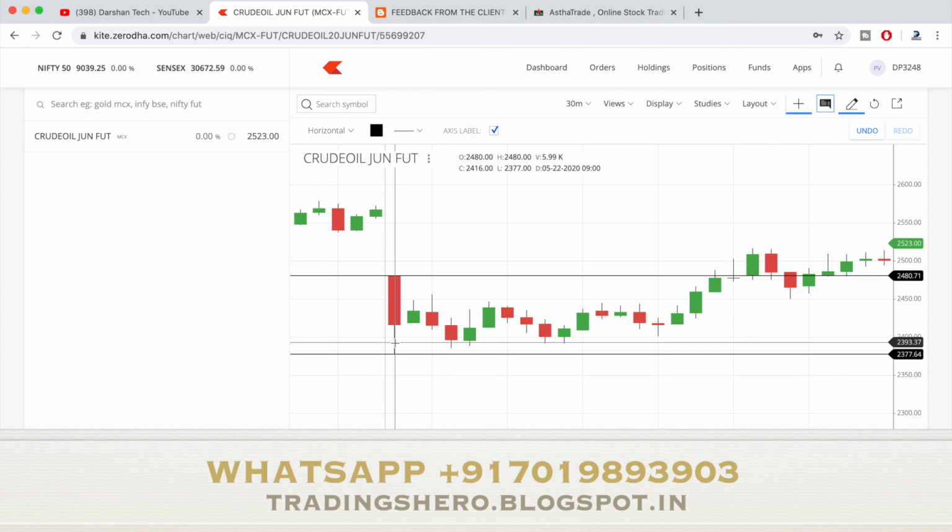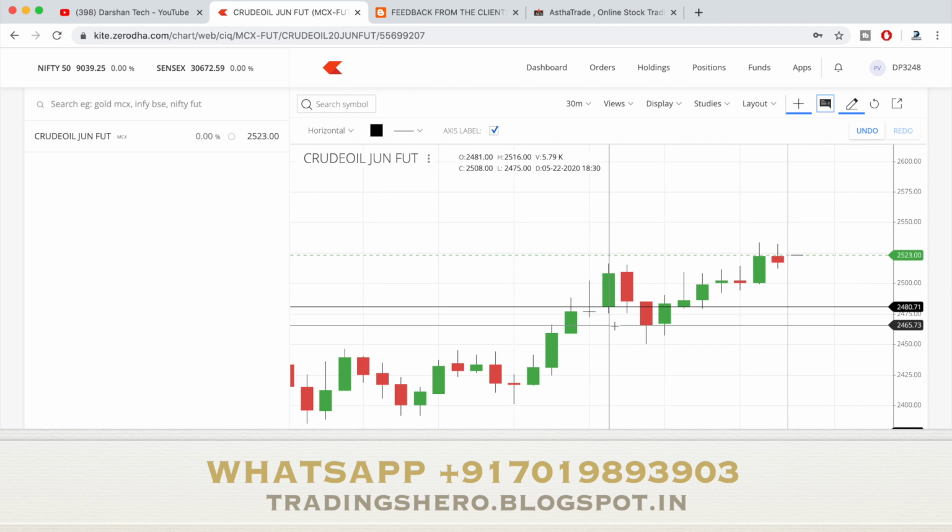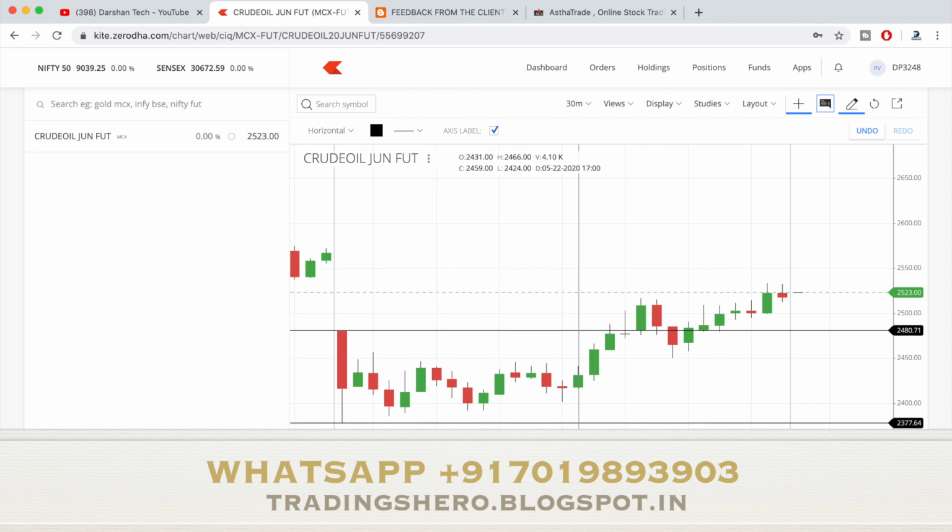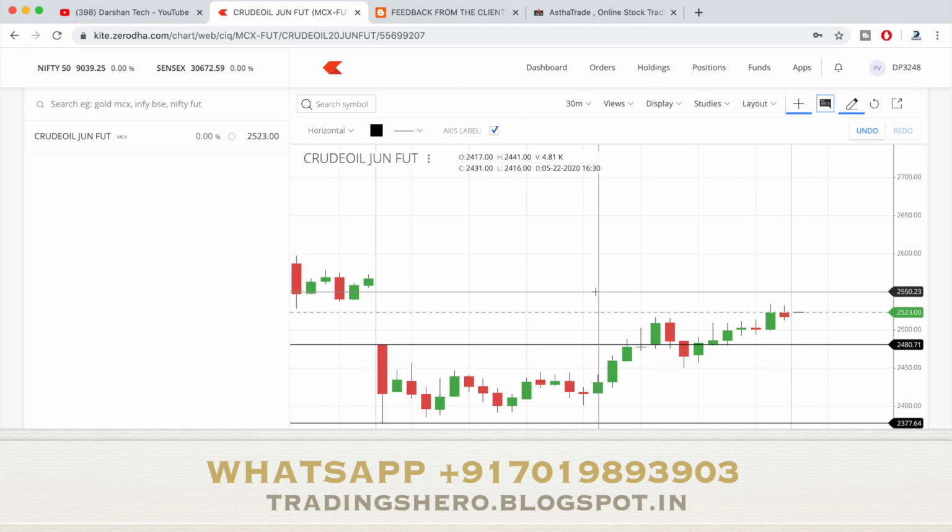Let's see now. 2480 is the place where we buy after a breakout, and as you can see, the upside got broken, that is the buy side, and made a high of 2516. You can keep a target and stop loss, like 15 points target and 10 points stop loss, or 20 points target and 10 points stop loss.